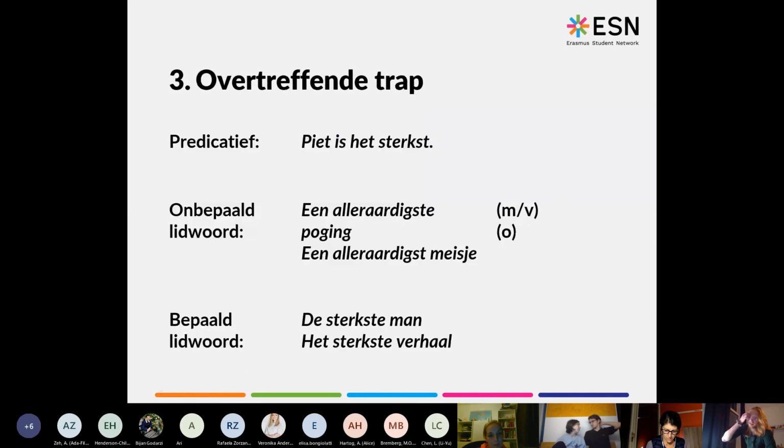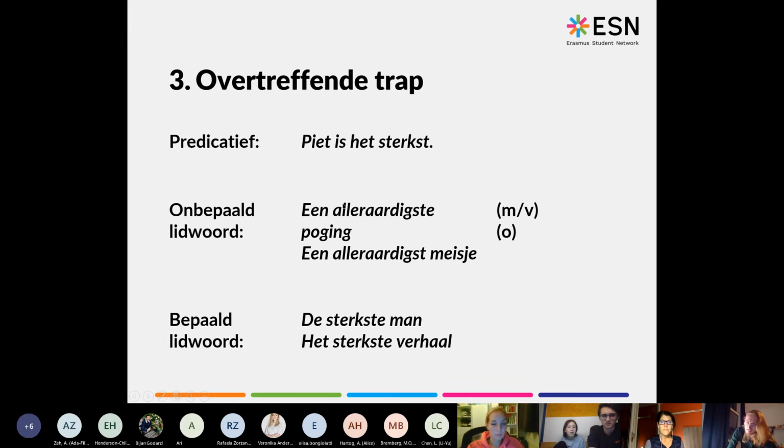Then, the overtreffende trap, the exceptional step, yes, something like that. How to make it is you add st at the end. So similar to English, where you also add st, but usually est. In Dutch, it's just st, and then an e after it in case, again, after de or het or een with a de word.